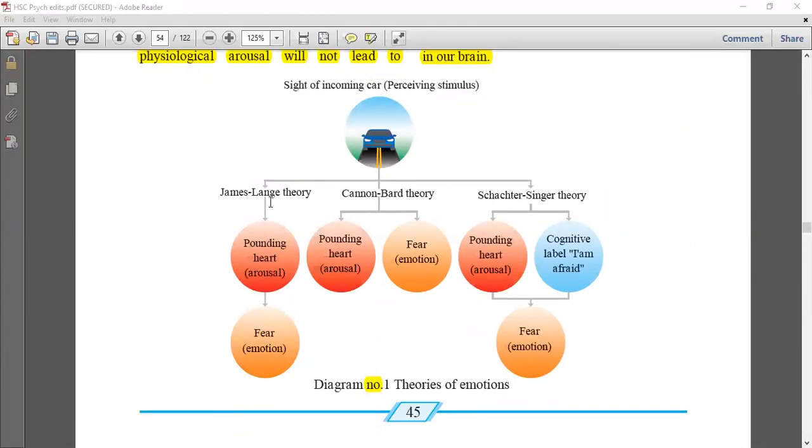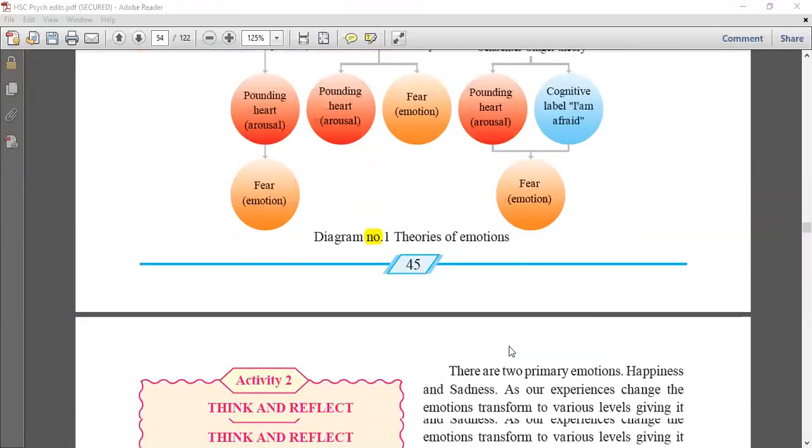Now, the James-Lange theory, I like this. It's a very nice description. So they said arousal leads to fear. They said that arousal and fear exist together because they are simultaneous. And plus why? Because a pounding heart is not necessarily fear, it could also be something else. Schachter and Singer's theory said that a pounding heart, arousal, plus your cognitive label, oh my god, I'm feeling scared or I'm feeling nervous, so your cognitive label along with your pounding heart leads to your fear emotion. So this is an important addition to that.